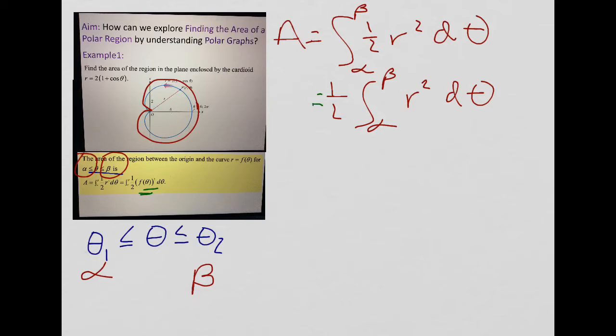Okay, so let's get to our example now that we have our formula. Hopefully you wrote it down. I'm going to leave the formula there in case you still need to jot it down as I read the example. Hopefully you're writing down the example as I'm reading it through though. Find the area of the region in the plane enclosed by the cardioid r equals 2 times the quantity of 1 plus cosine theta. Now, a cardioid is a particular type of limaçon.